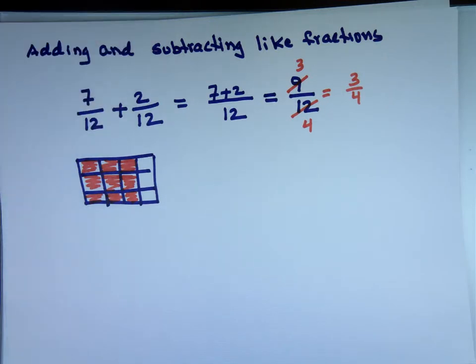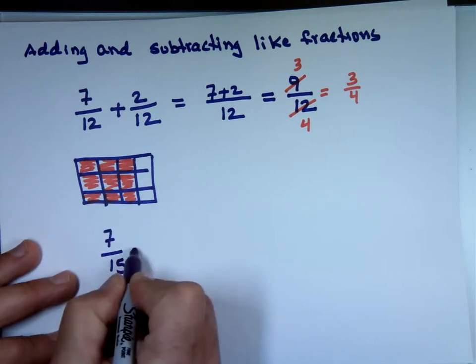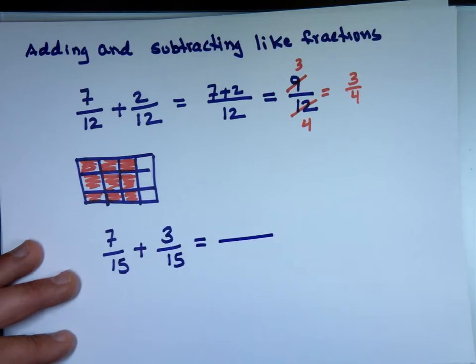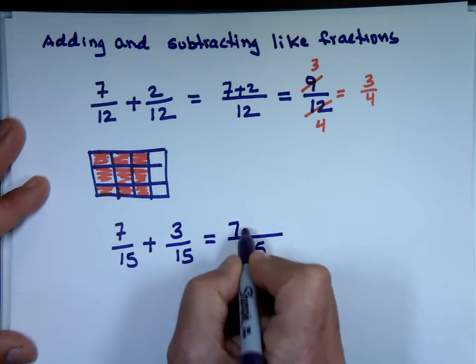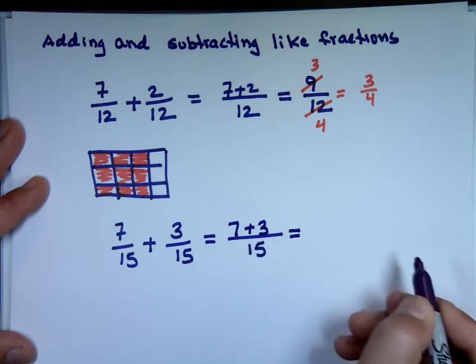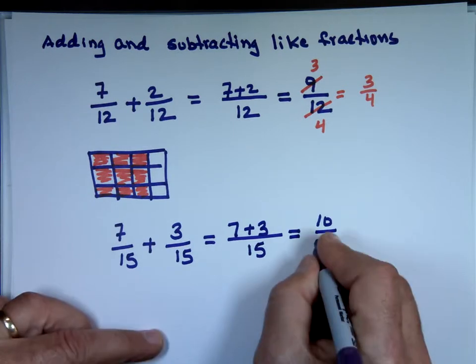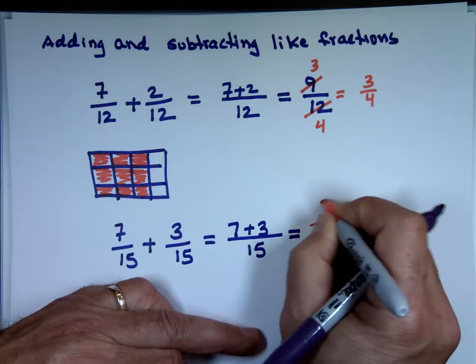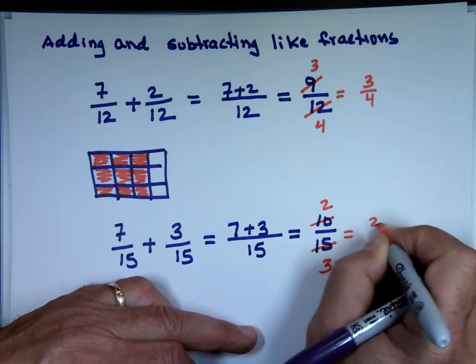So if the bottom is the same, just leave the bottom alone. If it's addition, add. If it's subtraction, subtract. 7 over 15 plus 3 over 15. Are these like fractions? Yes, the bottom is the same. 7 plus 3, which is what? 10 over 15. Can we simplify that? Oh, 15. You can divide both numbers by 5. By 5, this is 2. By 5, this is 3. And what's the answer? 2/3.